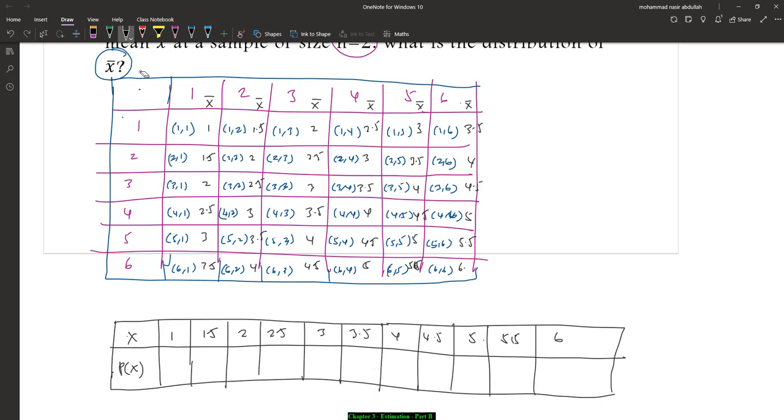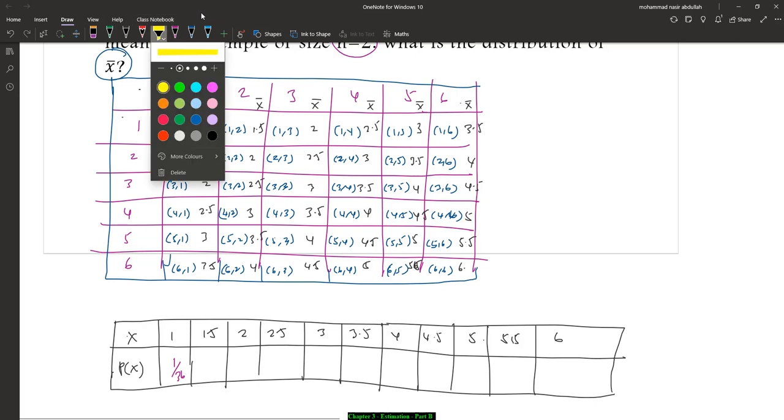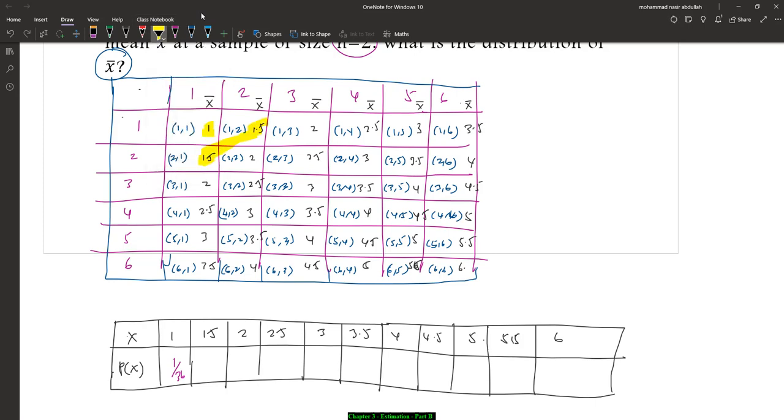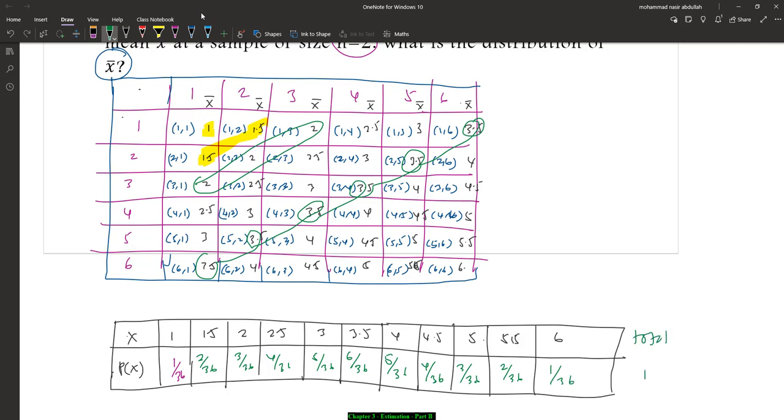Remember, the total outcome is 36. For 1, we only have one, so this should be 1 over 36. For 1.5, we have 2, so 2 over 36. Then 3 over 36, 4 over 36, 5 over 36, and for 3.5 we have 6 over 36, and then the trend declines back: 5 over 36, 4, 3, 2, and 1 over 36. The total should be equal to 1.